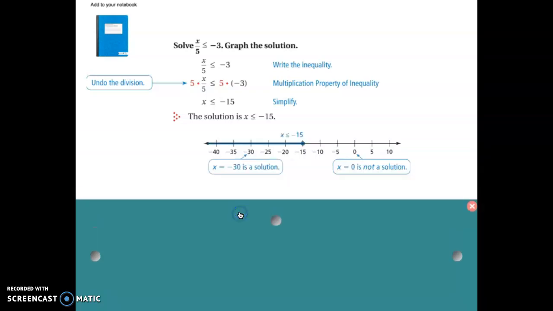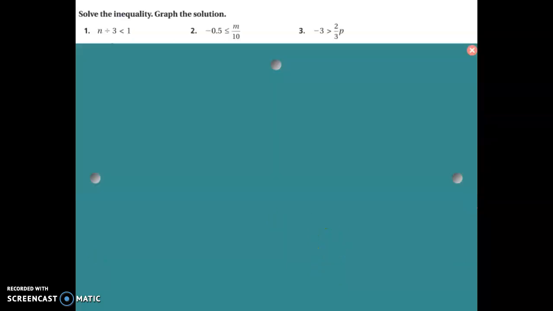And so then therefore there is my graph, and now we can start to see that these values, -30 is a solution where 0 is not. Because that would end up with 0 is less than or equal to -15, which is not true. All right, so I hope that's clear.